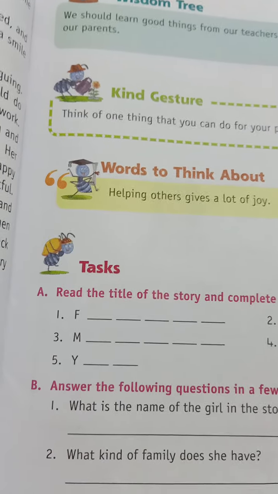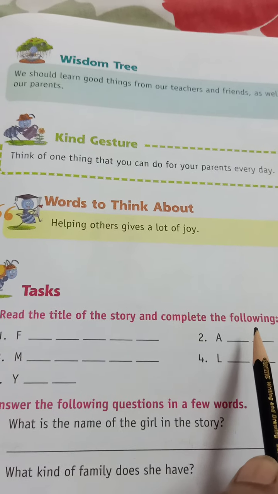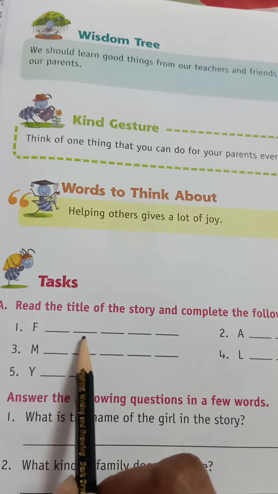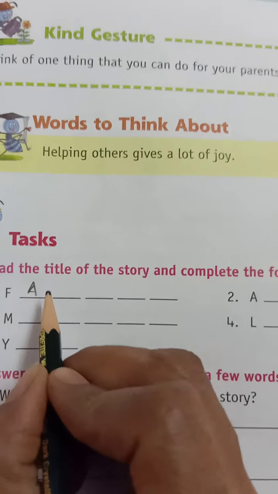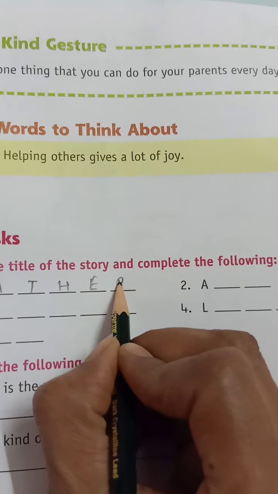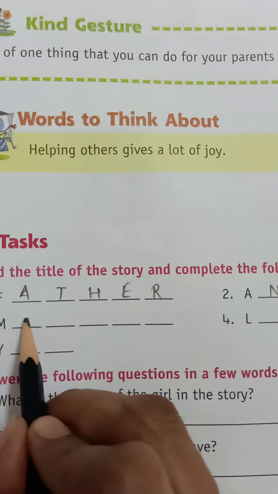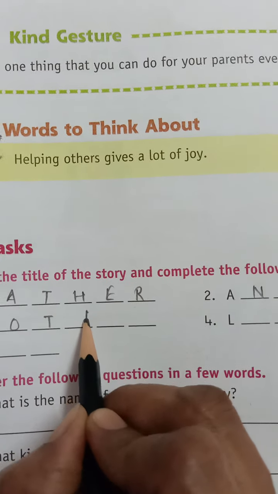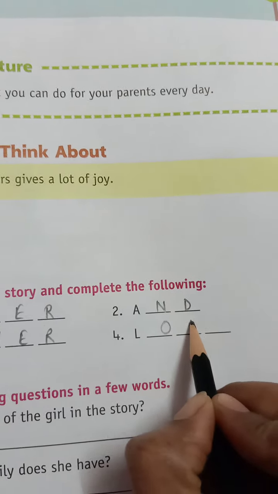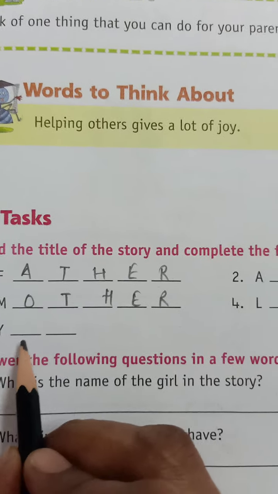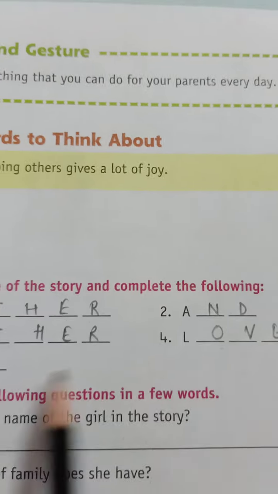First exercise, A part, read the title of the story and complete the following. First one is F dash dash dash dash dash. So children, here F-A-T-H-E-R, father. A-N-D, and. M-O-T-H-E-R, mother. L-O-V-E, love. Y-O-U, you. Father and mother love you.